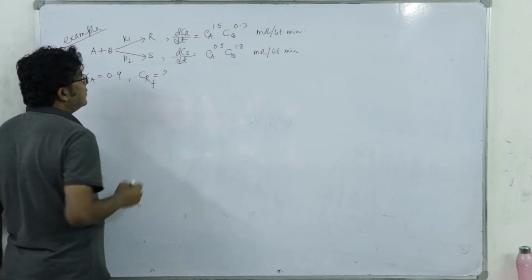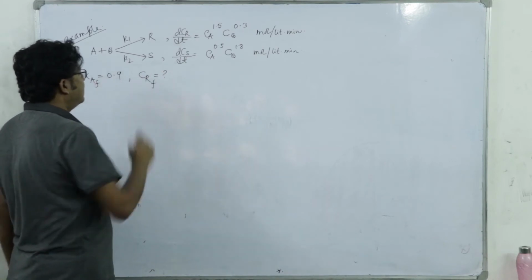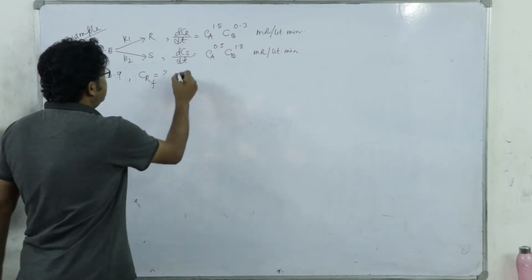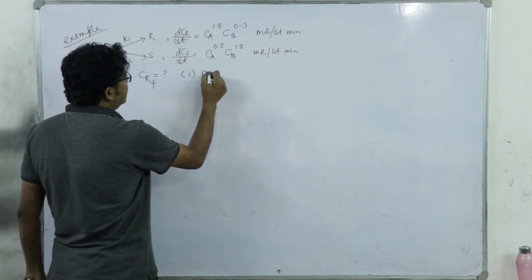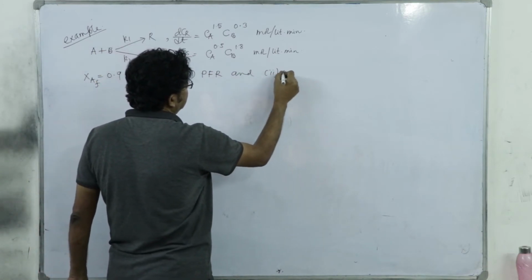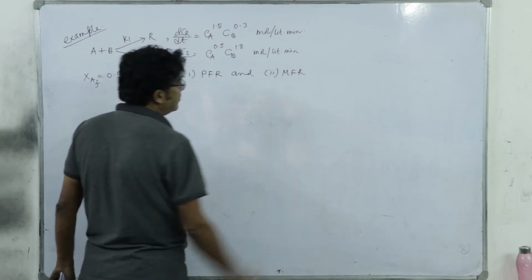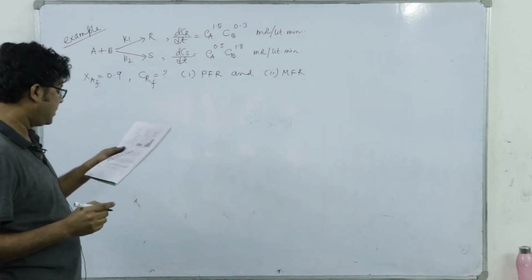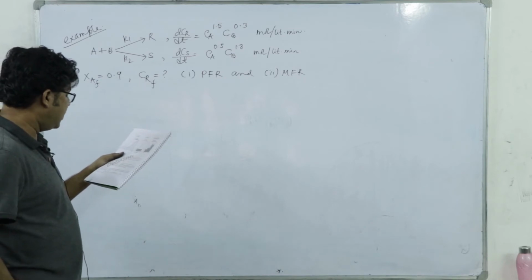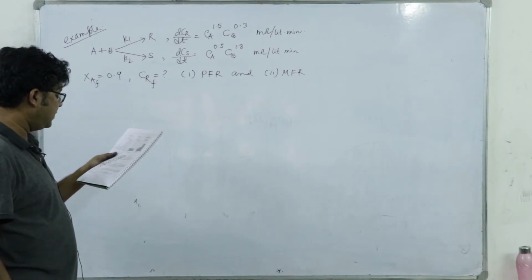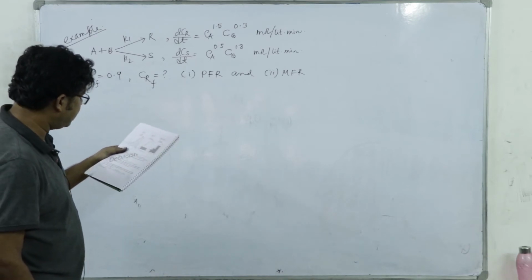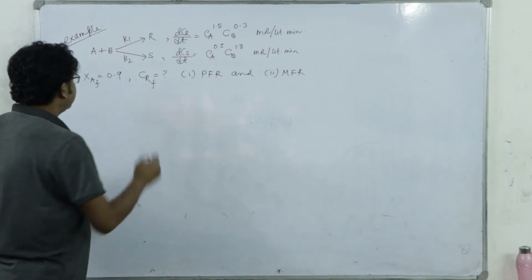So XAF is this, what is CRF? Number 1 in PFR and number 2 in MFR. In both cases we have to find out. And what is the feed? Equal volumetric flow rates of A and B streams are fed to the reactor, and each stream has a concentration of 20 mole per liter.